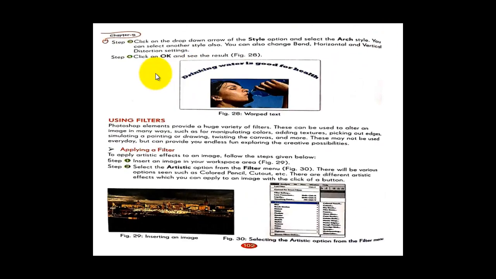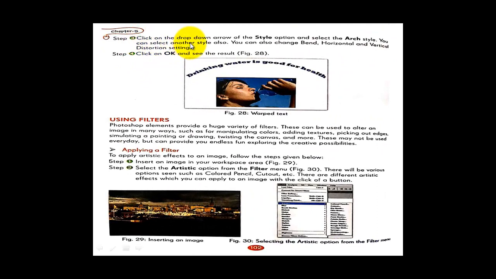After that, click on the drop down arrow on the style options and select the arc style. You can select another style also if you want, but if you select the arc style, the text will appear like an arc. You can also change bend, horizontal and vertical distortion settings, etc. Click on OK and see the result in figure number 28.